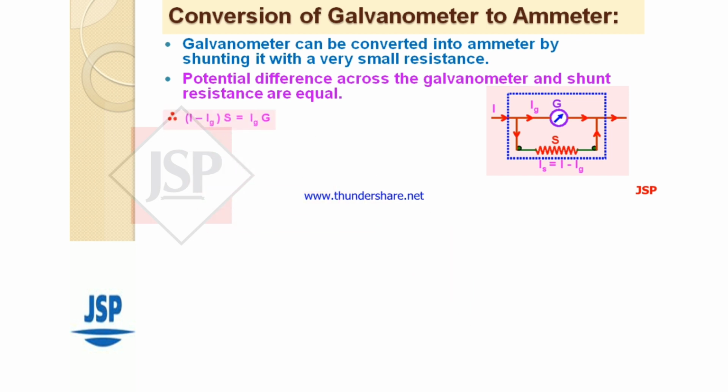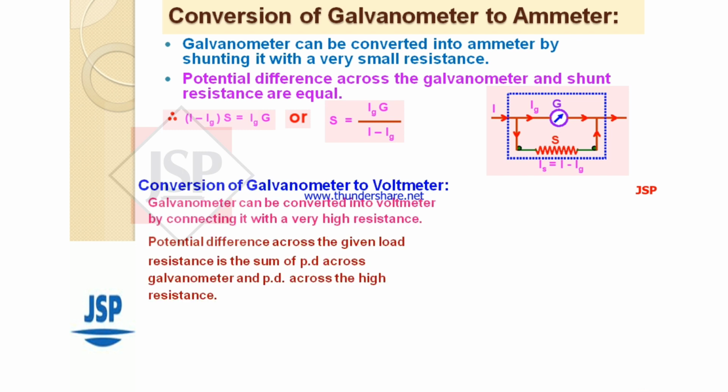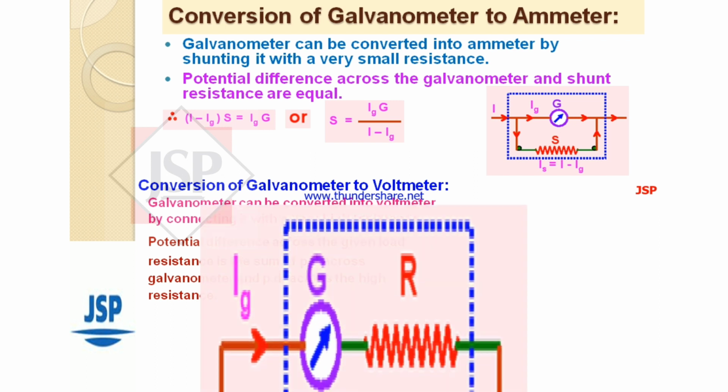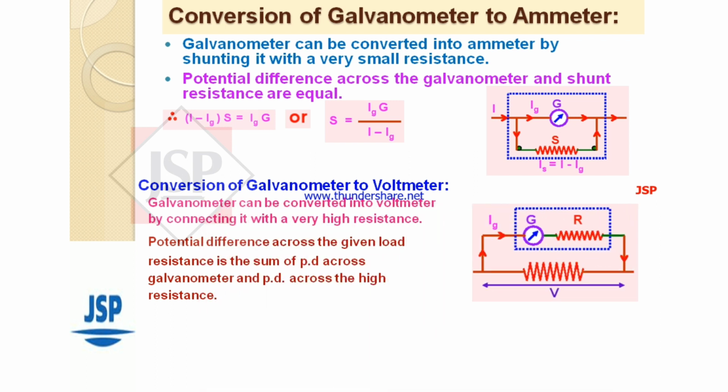Conversion of galvanometer into voltmeter. Galvanometer can be converted into a voltmeter by connecting it with a very high resistance. Potential difference across the given load is the sum of the potential difference across the galvanometer and the potential difference across the high resistance. Therefore, V equals Ig (G plus R). R equals V divided by Ig minus capital G.